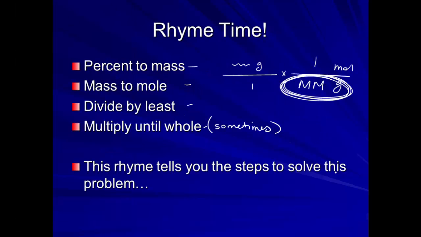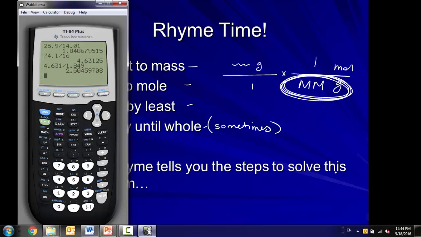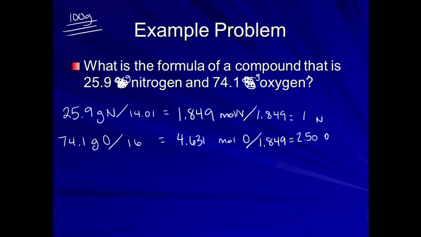Multiply until whole, sometimes. So you look at your numbers that you have at this step, and you ask yourself, are these whole numbers? If they are, you stop. And if they're not, you need to multiply the numbers by the same thing so that they will all turn into whole numbers. So what do I need to multiply these numbers by to make sure that they're both whole numbers? The 2.5 needs to be multiplied by 2, so I do the same thing to all of them.